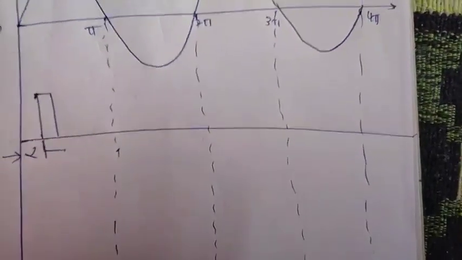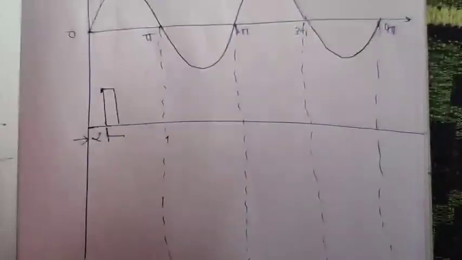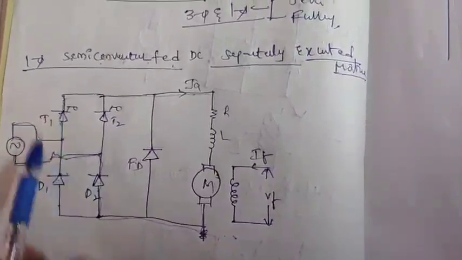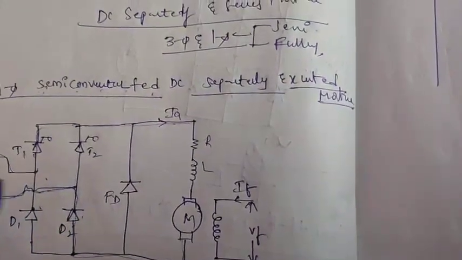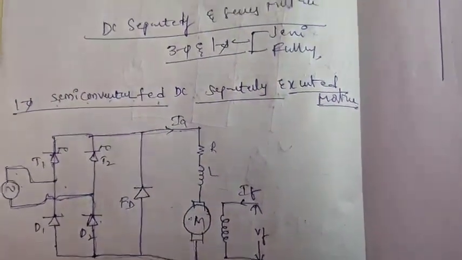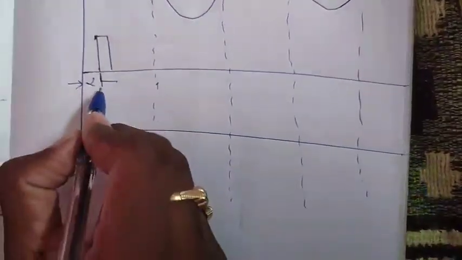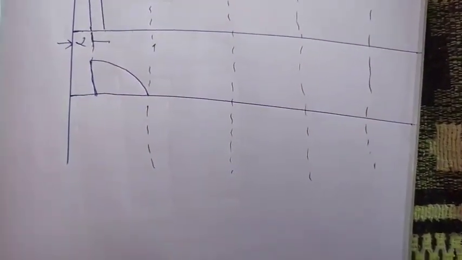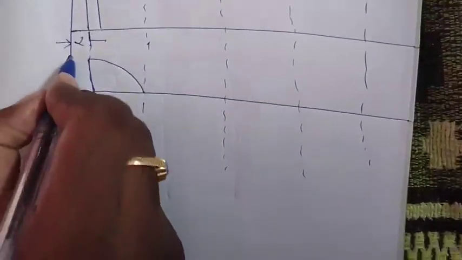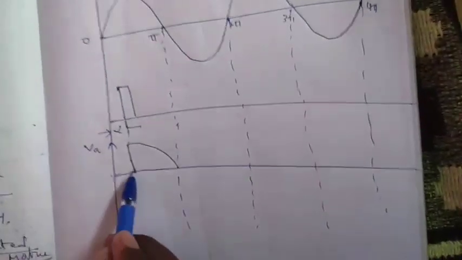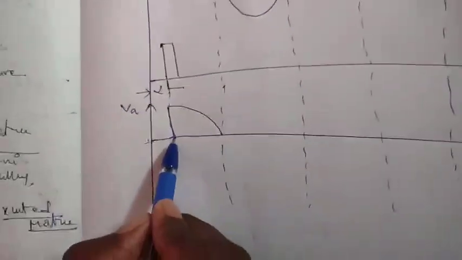So at alpha, thyristor T1 and D2 are in forward bias. This is like a short circuit through T1 and D2, so the full supply voltage is applied across the motor. So I can draw the output voltage, that is the armature voltage. During this earlier period it is 0 because it is forward bias but in blocking mode.